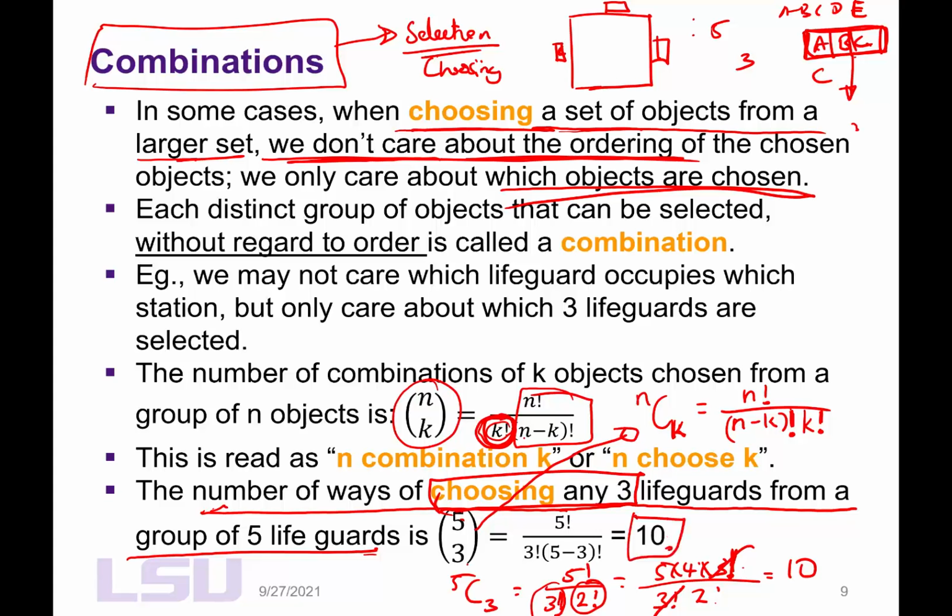The previous calculation was what? 60, because in that one ordering was important, and so we did 5 permutation 3, and that gave us basically 5 times 4 times 3 factorial divided by 2 factorial only, which is 60. And here we have divided it by 3 factorial, which is 6. And then you divide 60 by 6, and you get 10.